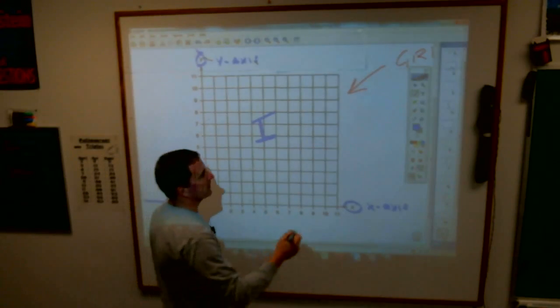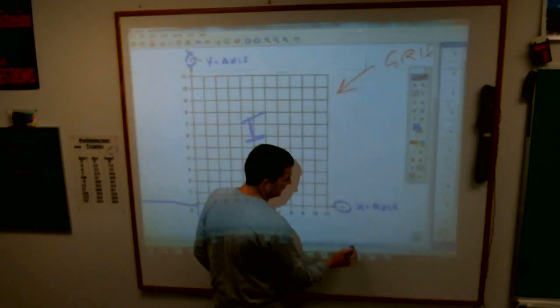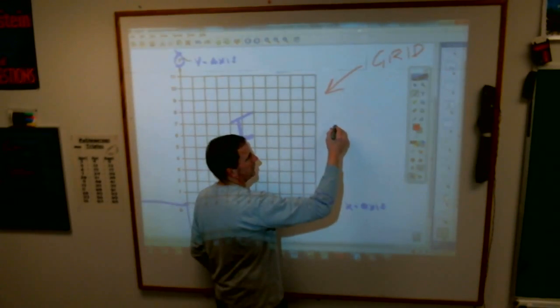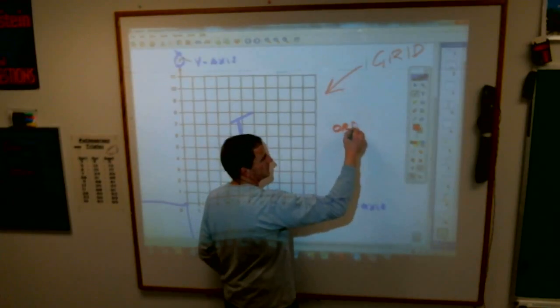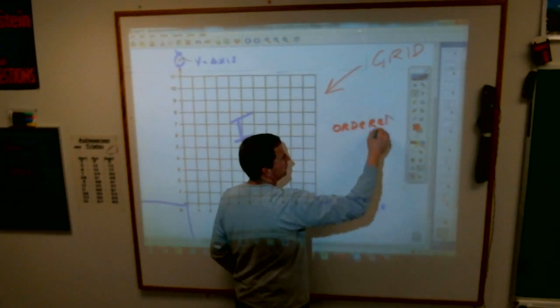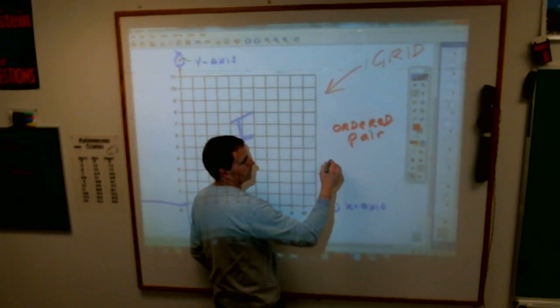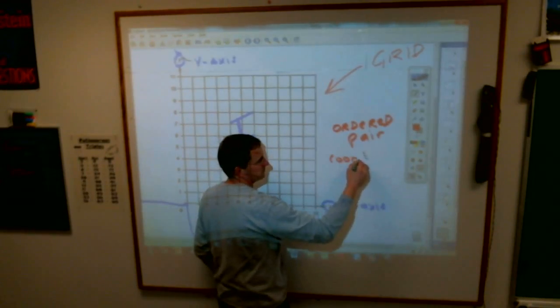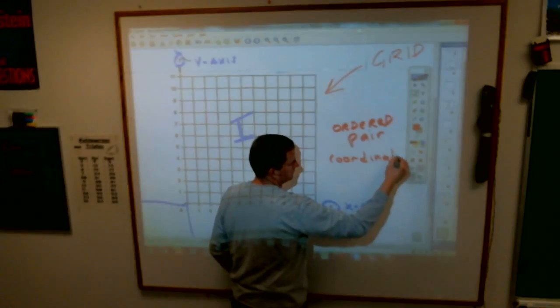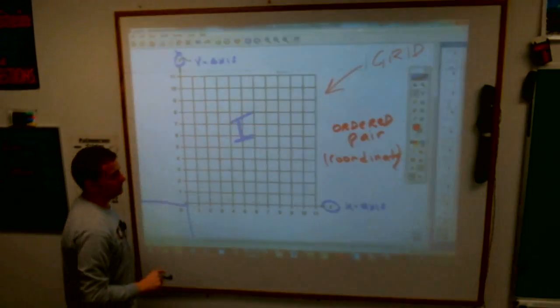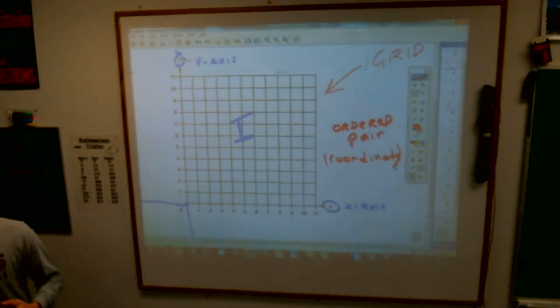What's up with that? And the way that you tell them or tell somebody where you would be is by what we call an ordered pair, also known as a coordinate. Sometimes when you look at maps, which we don't do very much anymore because we have GPS systems, if you were trying to find a town in a state, you could look it up and find its ordered pair and match that up with it.